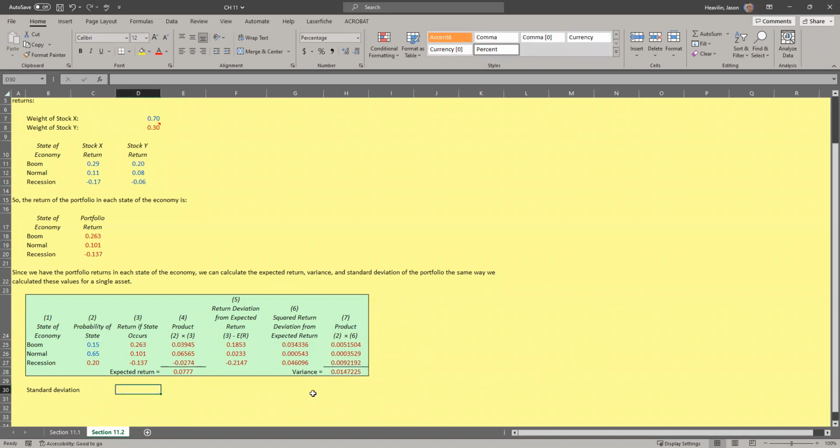And as always, to get the standard deviation, all you do is take the square root. SQRT is the name for the square root function in Excel. Select your variance value. And 12.13% is the variance of your portfolio. I'm sorry, the standard deviation of your portfolio. 12.13% standard deviation of your portfolio.